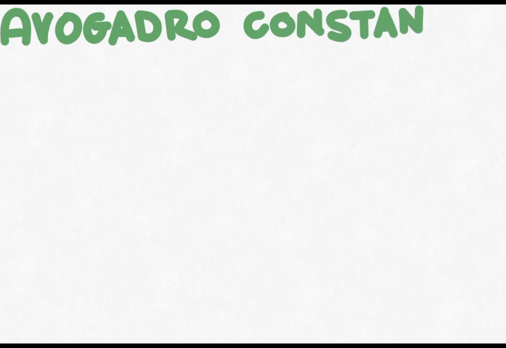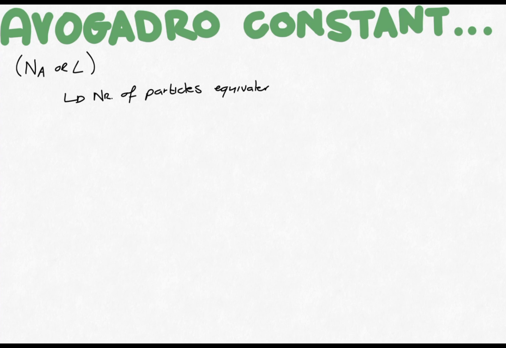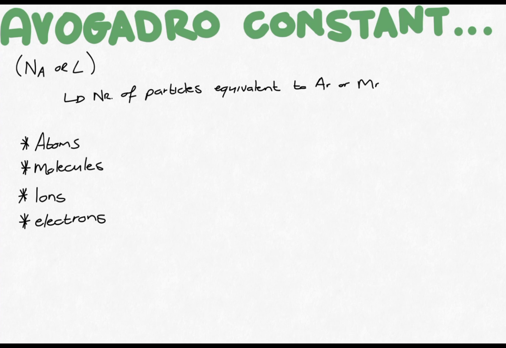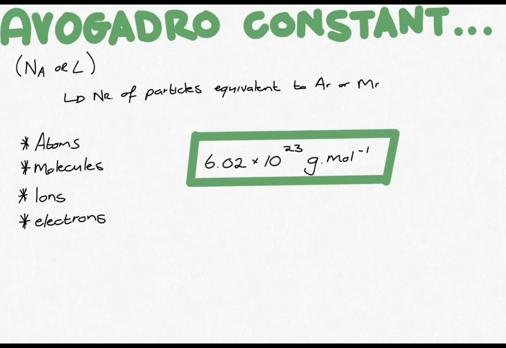Okay, so now we can move on to Avogadro's constant. This constant has a symbol of NA or L, and it's the number of particles that's equivalent to the atomic mass or the molecular mass. This can be for atoms, molecules, ions, or electrons. Avogadro's constant is 6.02 times 10 to the power of 23 per mole, meaning that 1 mole of any substance is 6.02 times 10 to the power of 23 atoms.